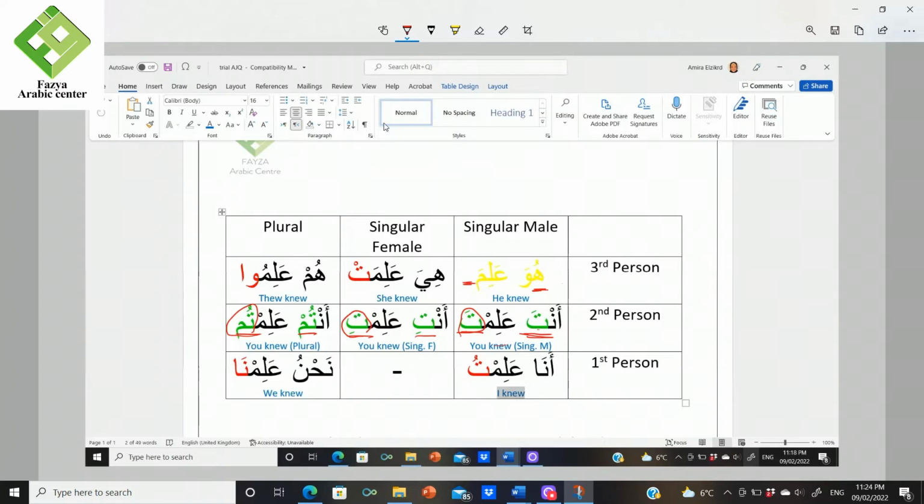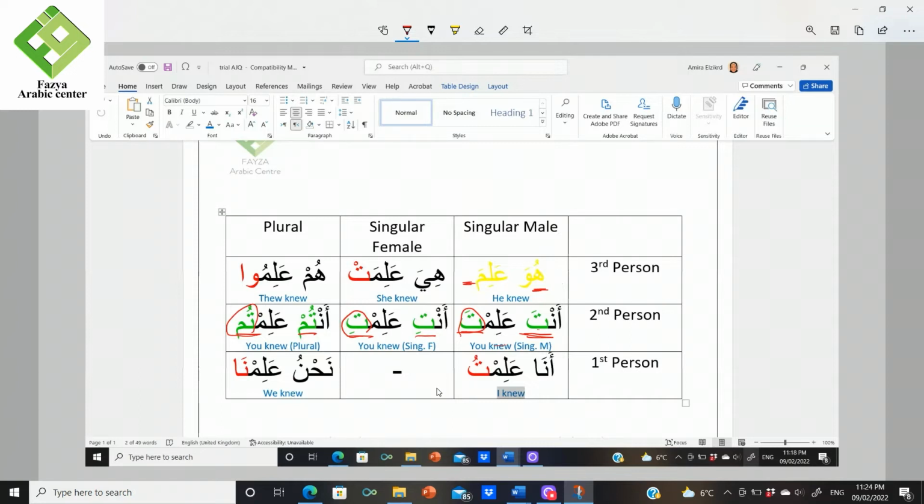Now, what's happening here with the Arabic verbs, the conjugation forms of the past, is that this ending at the end of the verb is like the identity card of the verb. So this identity card tells me who did the verb. Unlike English, if you have a look at the English translation that I've added underneath every one of them, knew is the same with all the pronouns.